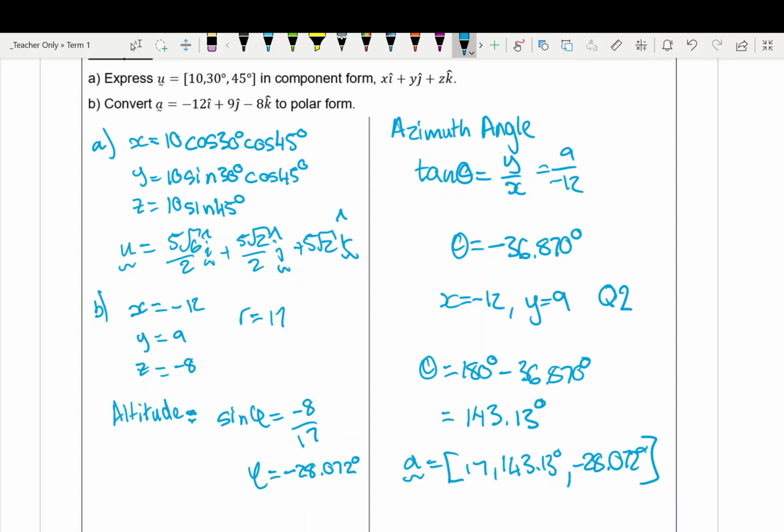We can check our answer here and make some observations. Because we've got this value of -8k in the start of the question, we know that our altitude angle is going to be negative, so that's correct. And like we said, we're in quadrant 2, so we're expecting our azimuth angle to be between 90 and 180, and it is, so we're all good there. We can do those little checks.